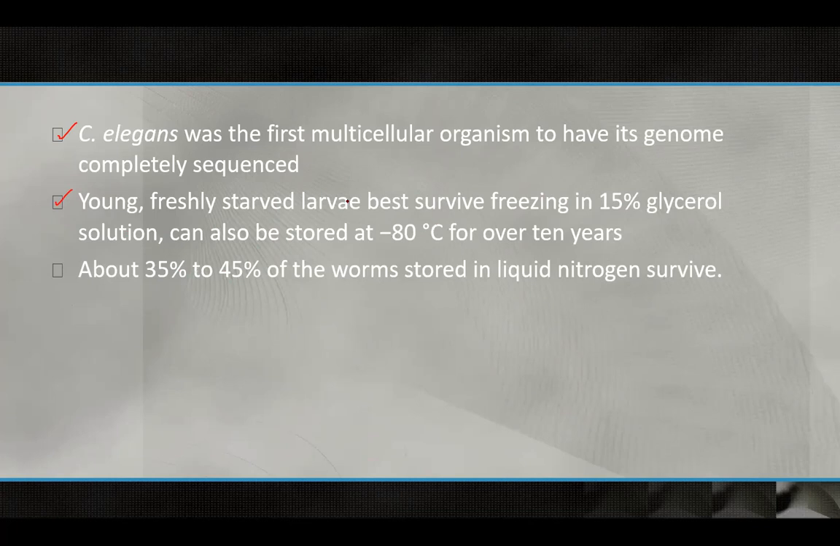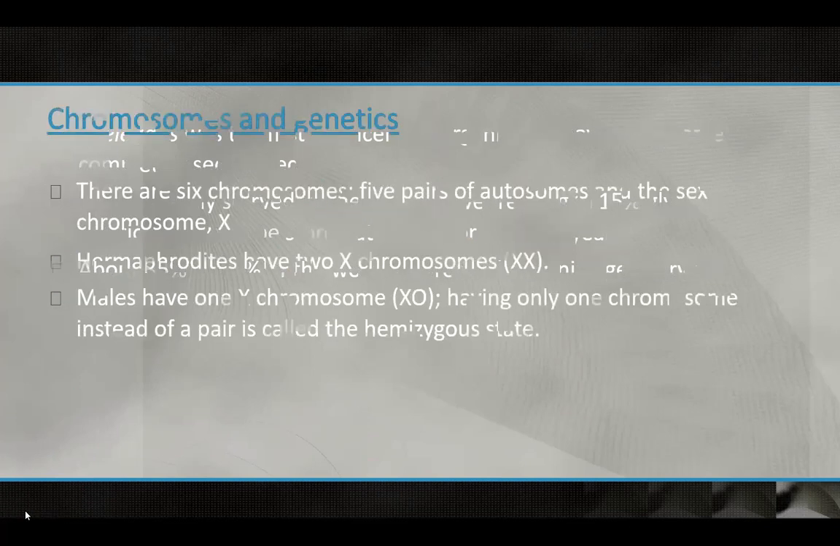Look, we can store the larva of C. elegans at a very low temperature, that is approximately minus 80 degrees Celsius over a time period of 10 years. So you can store them at minus 80 degrees Celsius for 10 years. That makes this organism very useful for research. About 35 to 45% of the worms stored in liquid nitrogen are going to survive for an enormously long period of time. You can store it for a very long time. And when it is stored, it forms a modified version of the larva. That is referred to as the Dwar modification.